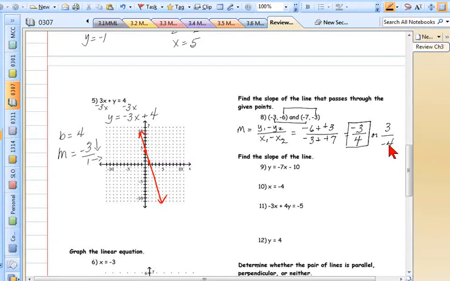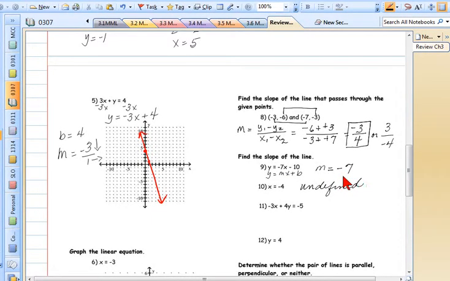Problem number 9, there's no work to do. You recognize that this is y equals mx plus b form. The slope of the line is simply negative 7. Number 10, you should go from your memory. Hopefully you realize that this is the equation of a vertical line and that the slope of a vertical line is undefined.